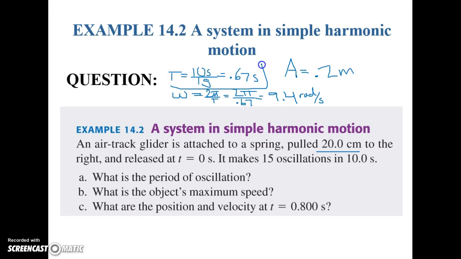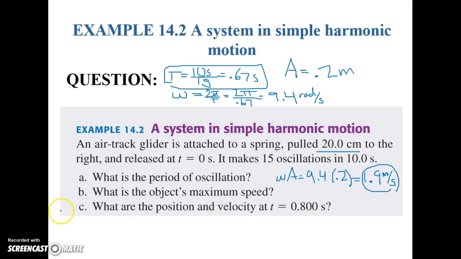All right, so this was my answer to part A. For part B, the maximum speed is just going to be omega A. So this is 9.4 times 0.2, which gives me 1.9 meters per second as the maximum speed.